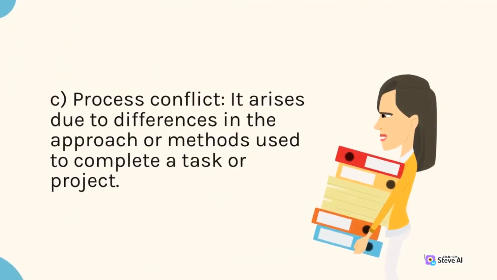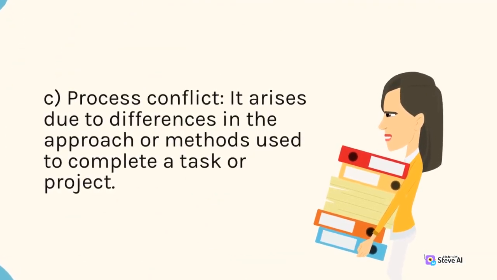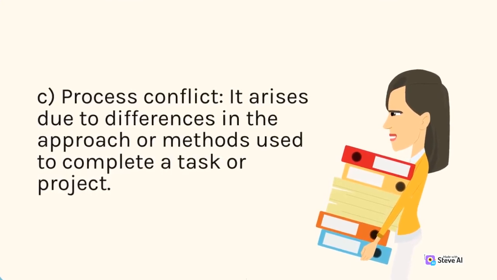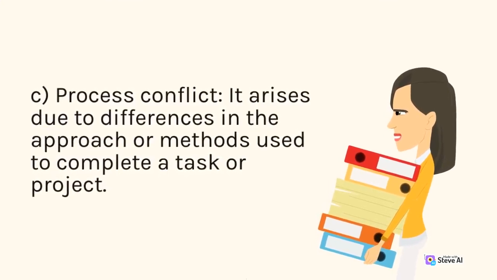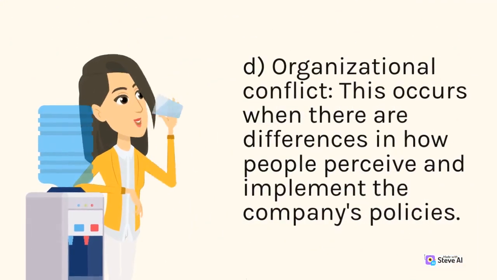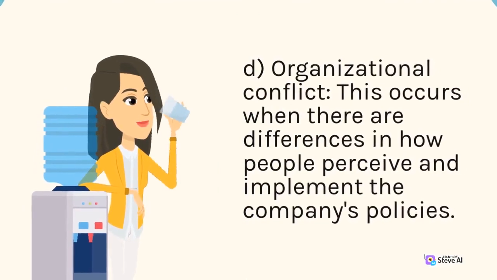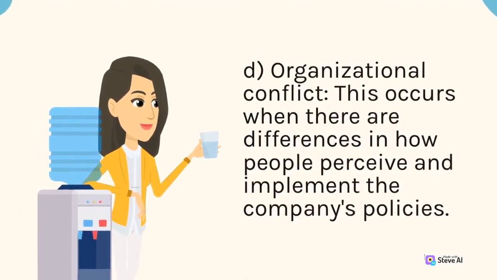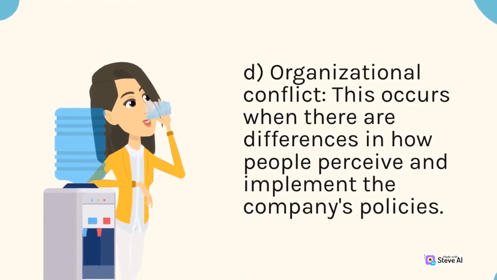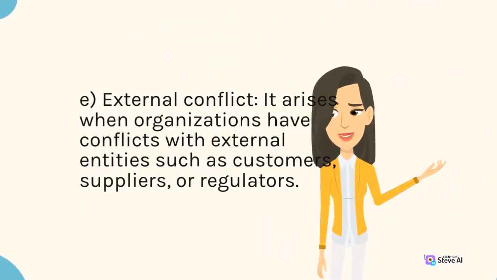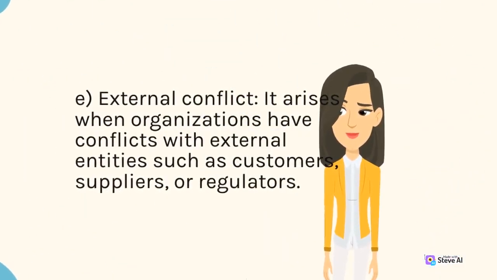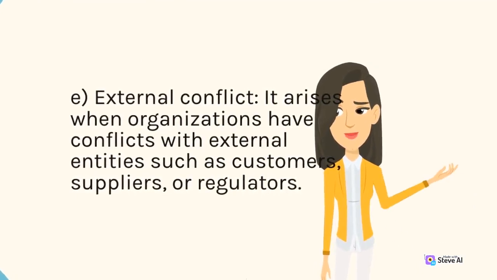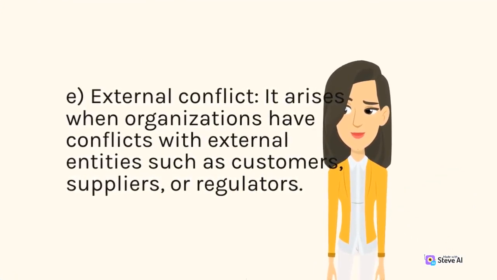C. Process conflict. It arises due to differences in the approach or methods used to complete a task or project. D. Organizational conflict. This occurs when there are differences in how people perceive and implement the company's policies. E. External conflict. It arises when organizations have conflicts with external entities such as customers, suppliers, or regulators.